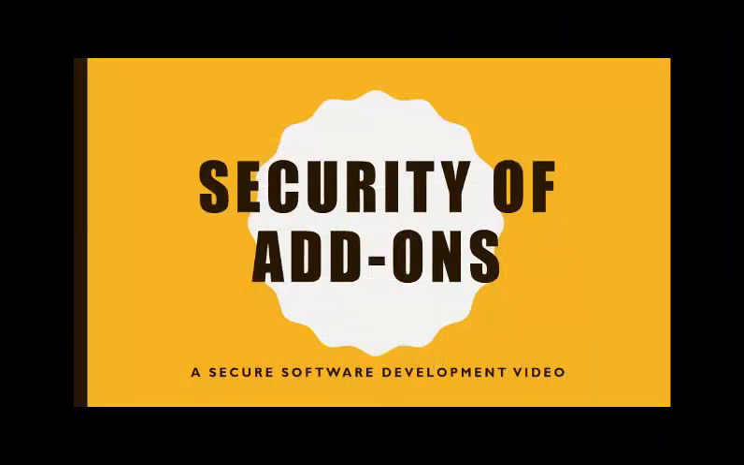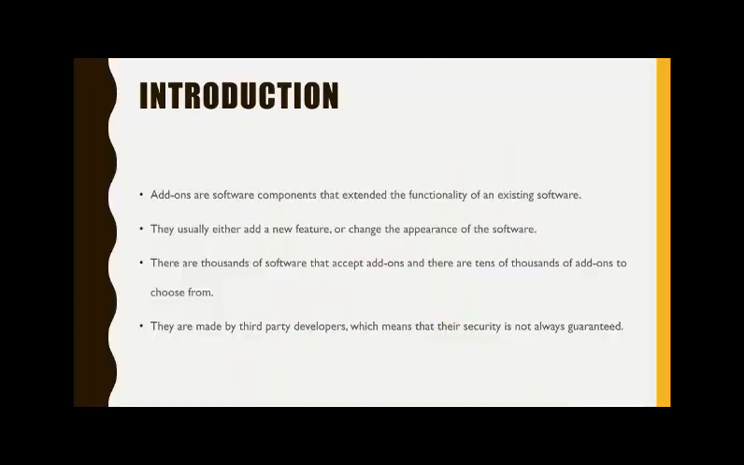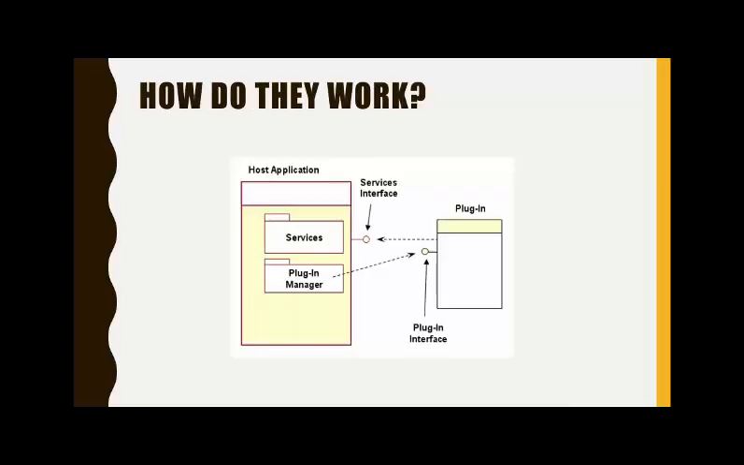Today I'm going to speak about the security of add-ons. Now, first and foremost, add-ons. Add-ons are software components that extend the functionality of an existing software. They usually either add a new feature or change the appearance of the software. There are thousands of software that accept add-ons, and there are tens of thousands of add-ons to choose from. They are made by third-party developers, which means that security is not always guaranteed, since these developers don't always have security as their primary concern.